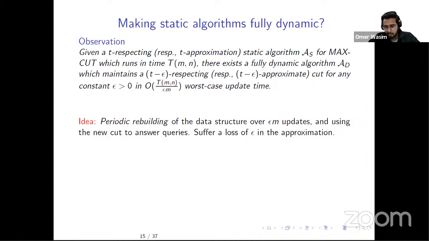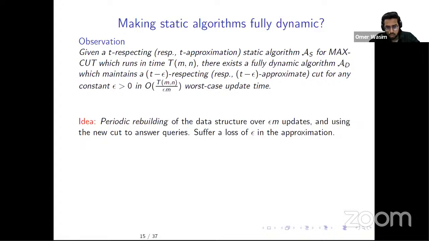cut. So we could actually obtain fully dynamic algorithms by using known static algorithms, by simply using a static algorithm and periodically rebuilding the data structure from scratch. Here we would only lose epsilon in the approximation, and we can get a worst case update time. The proof of this lemma is actually in the original paper.